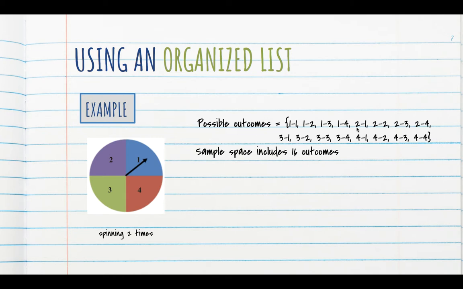So what if I spin a 2 on the first spin? What if I spin a 3? What if I spin a 4? I want to make sure I'm listing them in order so that I don't miss any possible outcomes. If I add them all up, I have 16 possible outcomes.